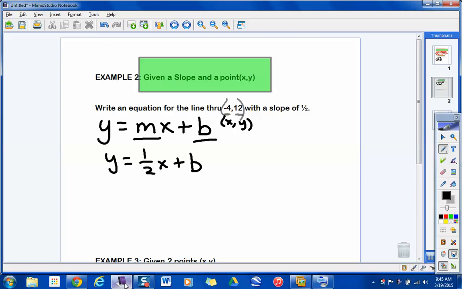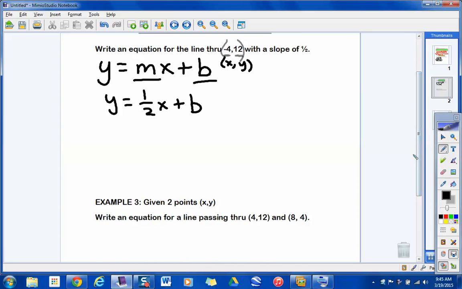What you do is the following. The point (-4, 12) is an x, y point. Hey, don't you have some x's and y's in here somewhere? Okay. When you have a slope and a point, what you do is this. Put your slope in first. We've already accomplished that. Now you're going to take this point and substitute it in, which says that when your x value is what here? Your y value is what? 12. Watch what happens when I do that.